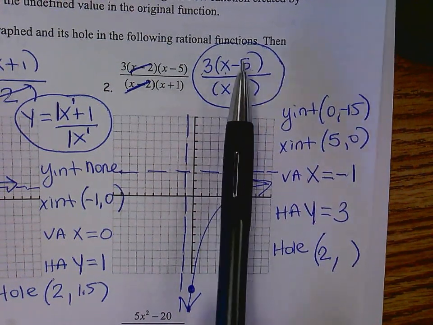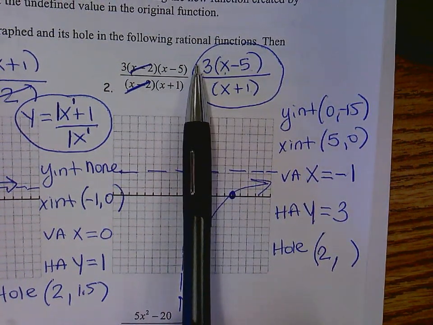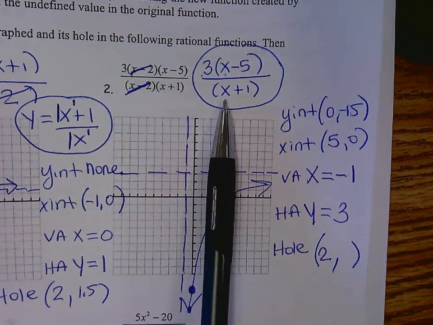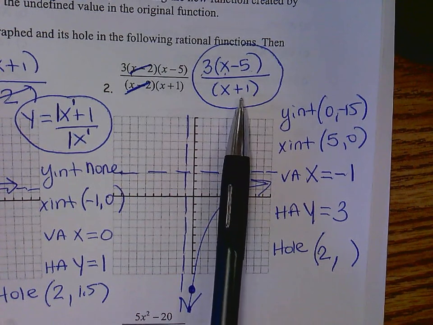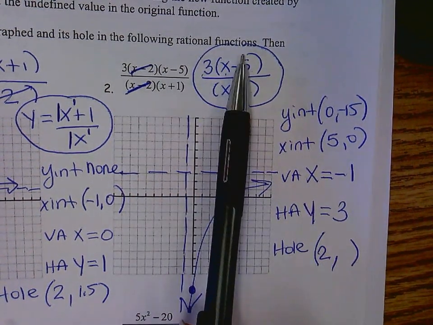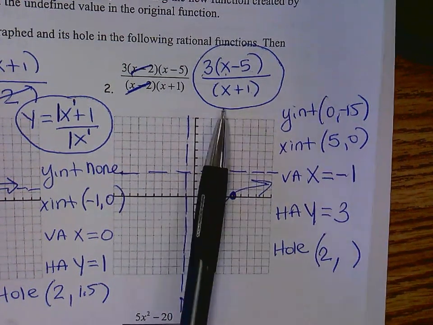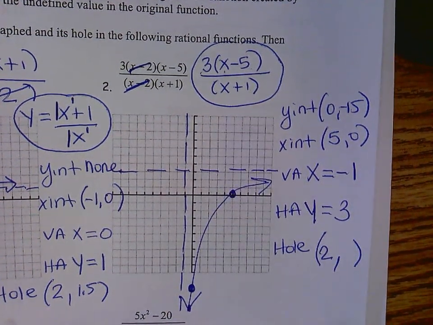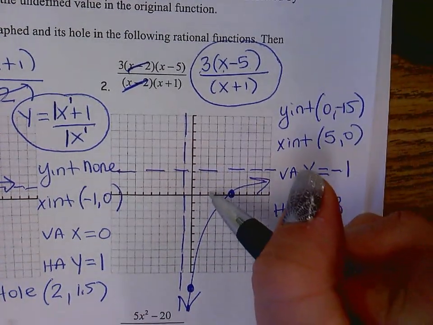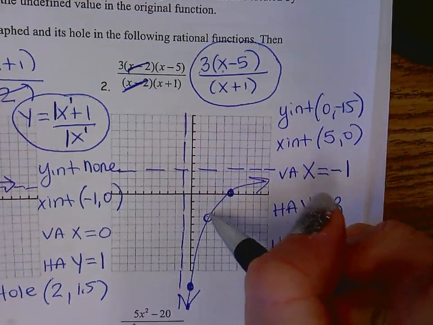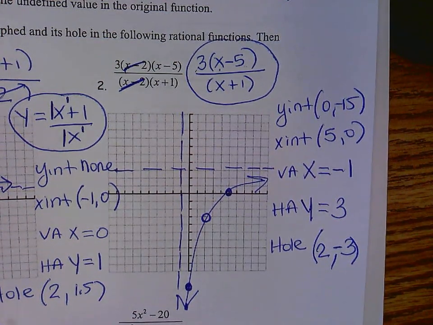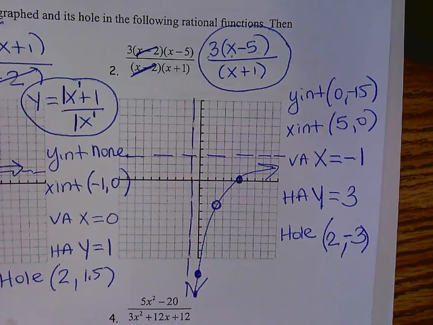-3 times 3 is -9. I'm plugging 2 into the denominator. What's 2 plus 1? 3. So I'm taking -9 and dividing by positive 3, so -3. My hole is at (2, -3). I almost passed through that point. I'm just going to put a little circle on my graph there at (2, -3). I guess I should have found the hole first.